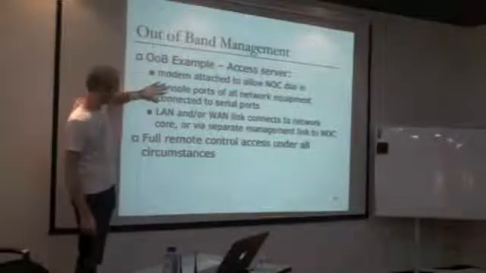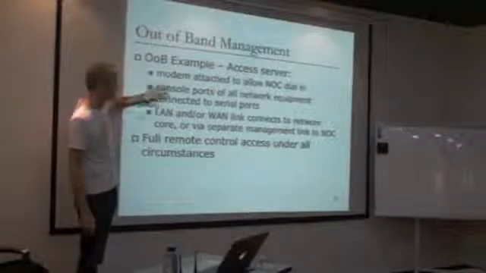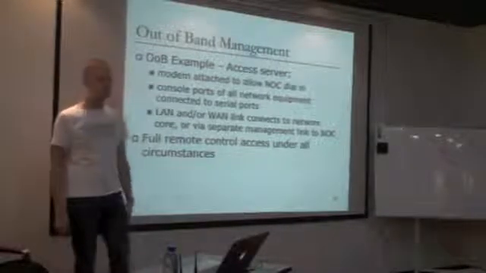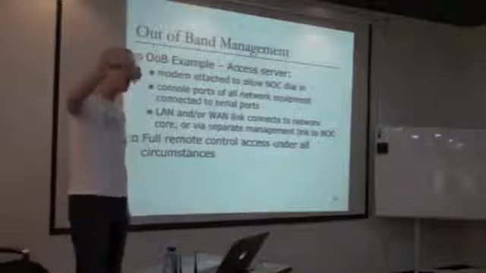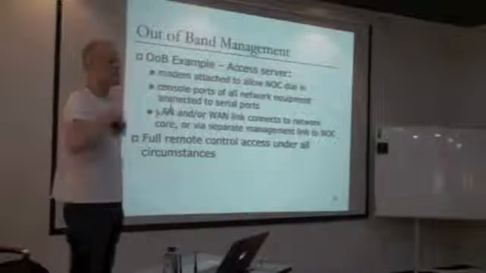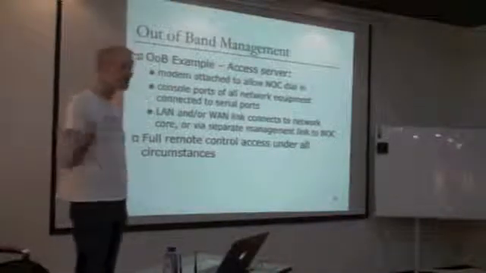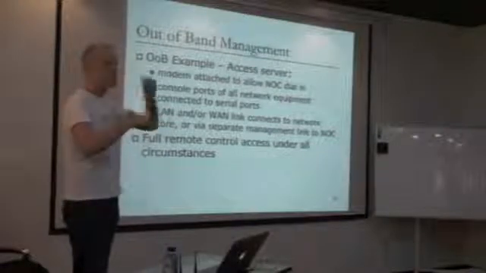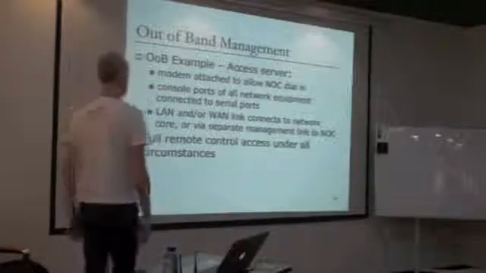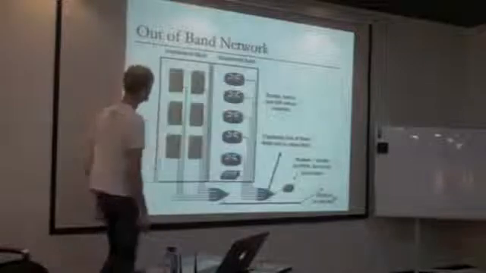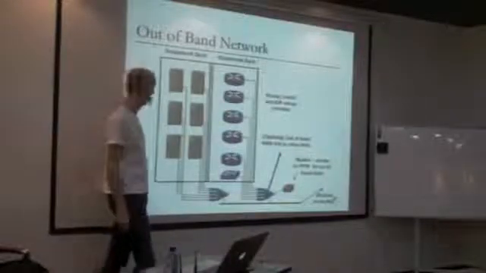The console ports of all network equipment are connected to the serial ports. So you take all the consoles of the routers, plug them into the access server. You then telnet to the access server, and it will map you through to the console port. And this gives you full out-of-band access. So it looks like this.